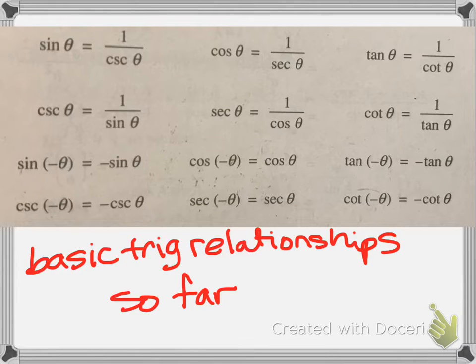Also, looking down lower, sine of negative theta is equal to negative sine theta. Cosine of negative theta is equal to cosine theta. Tangent of negative theta is equal to negative tangent theta. Their inverses share those same signs.